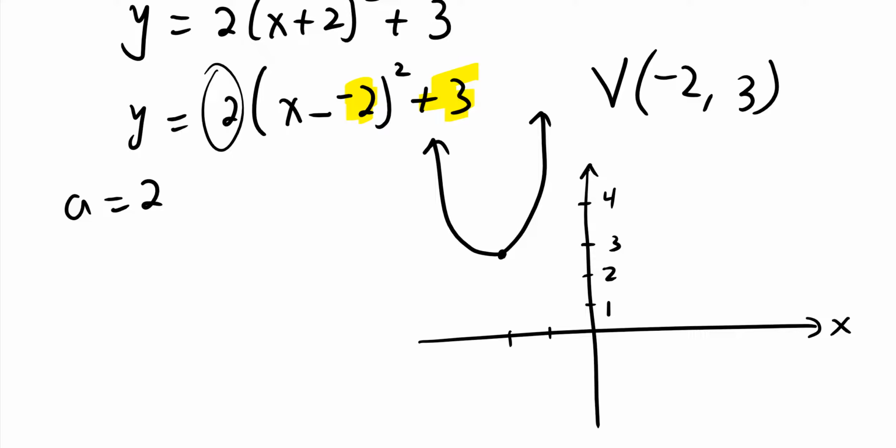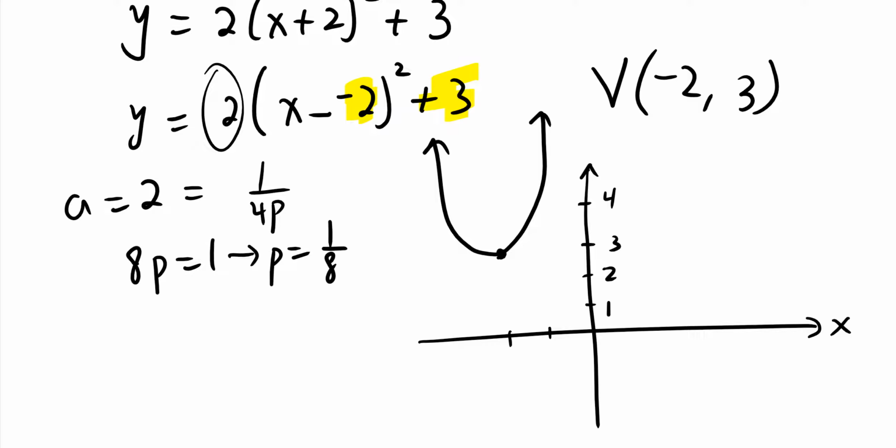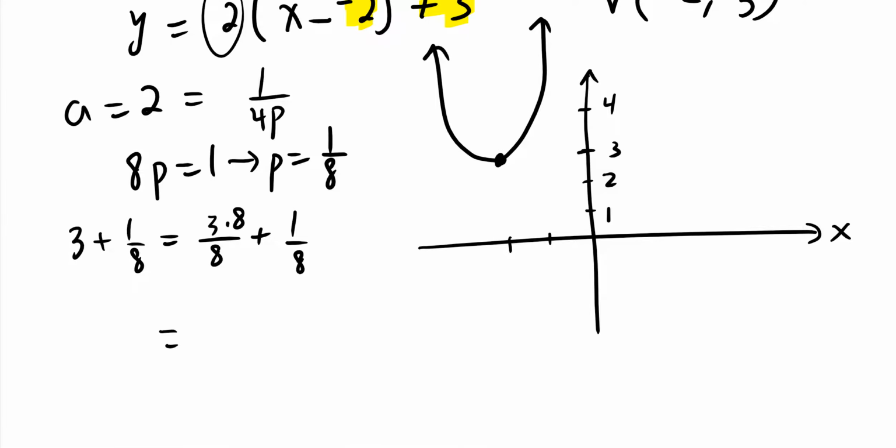Since a is 2, to find the focus, I need to know what p is. So a is equal to 1 over 4p. Cross multiply. So p is 1 over 8. This means if you go 1/8 up from here, that's 3 and 1/8, so 3 plus 1/8, 8 here and 8 there, 24 plus 1, 25 over 8. So the focus would be somewhere here with coordinates negative 2 and 25 over 8.